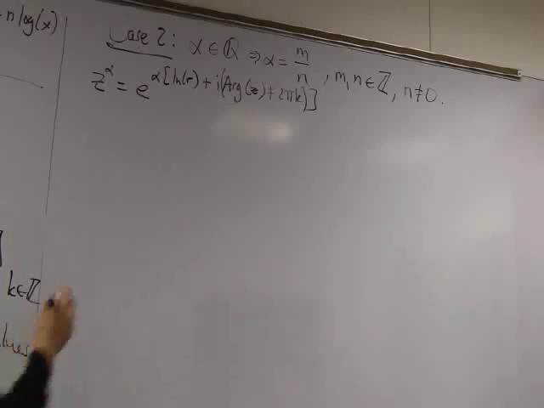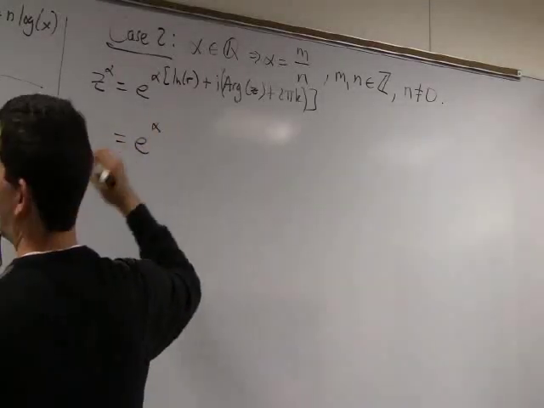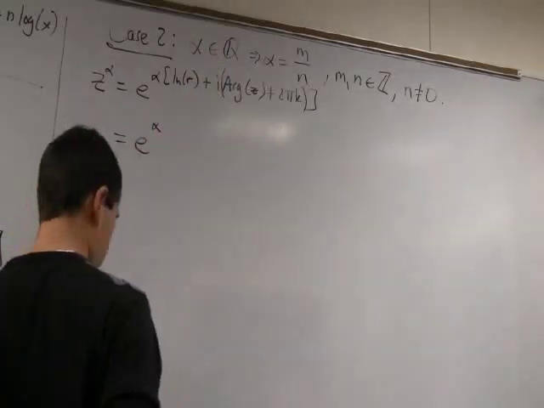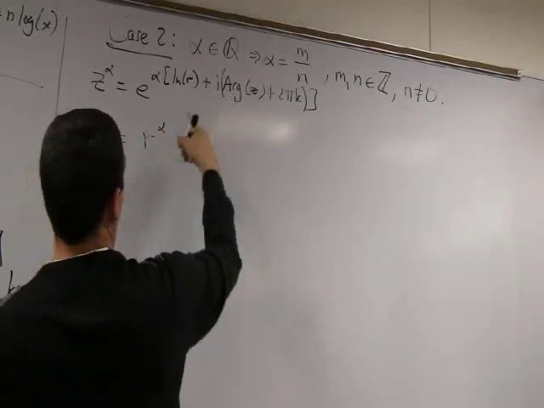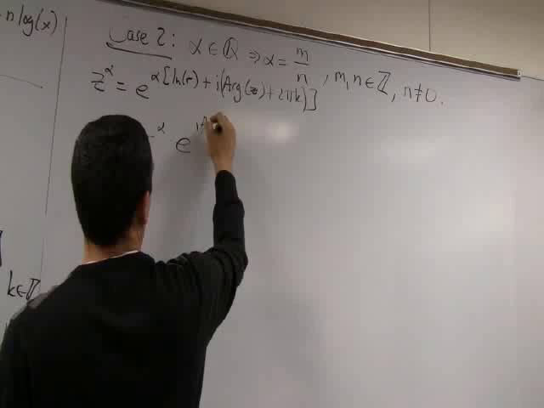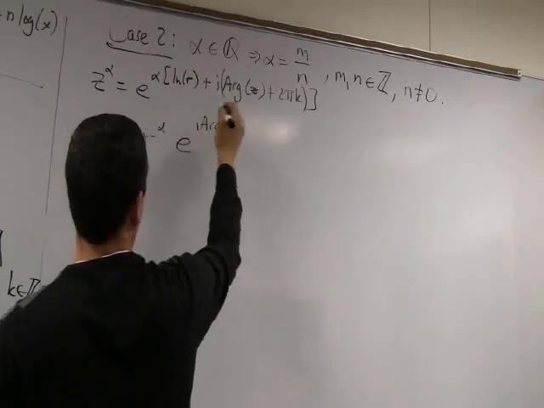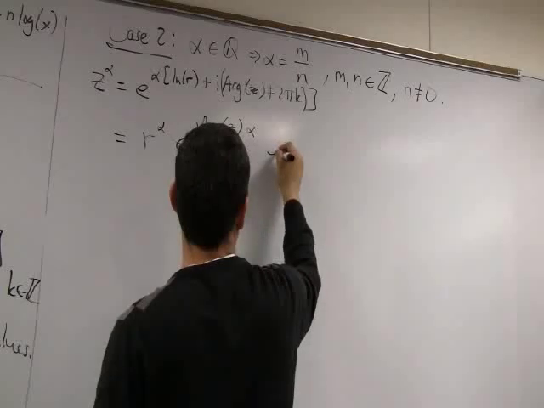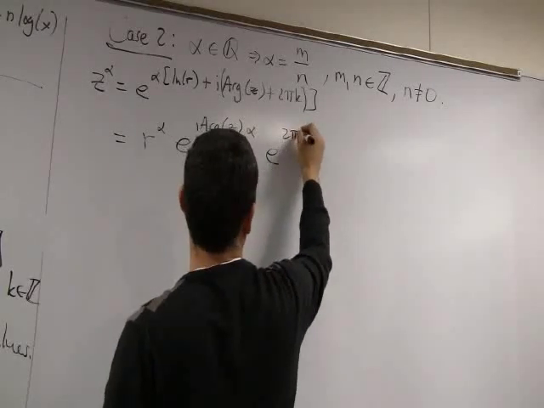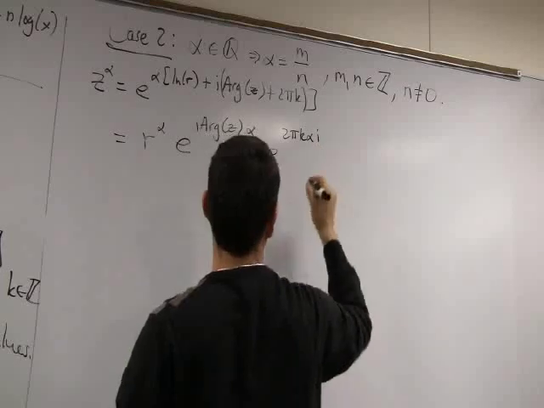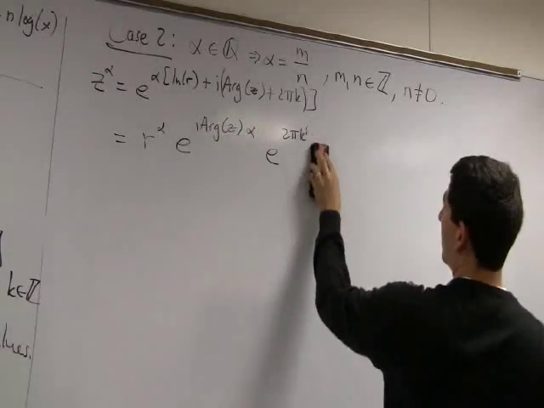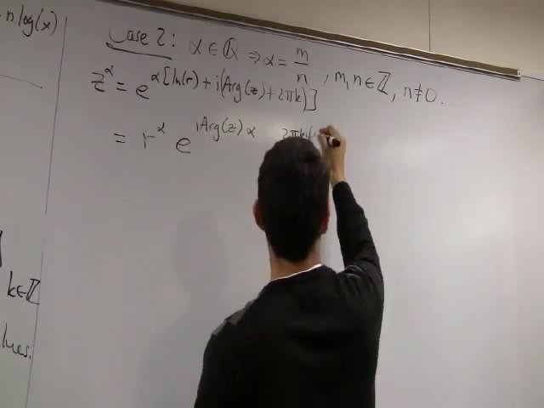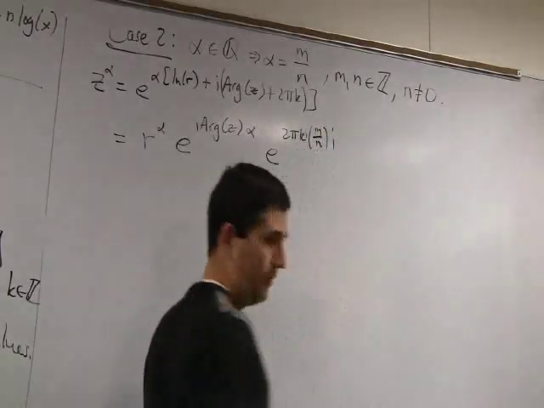So let's just copy that. z to the alpha, ln of r, which, well, that's actually r to the alpha. And then you have e to the i argument of z times alpha. And then you have e to the 2 pi k alpha i. As long as I have alpha up there, let me replace alpha with m over n. That's what alpha is.